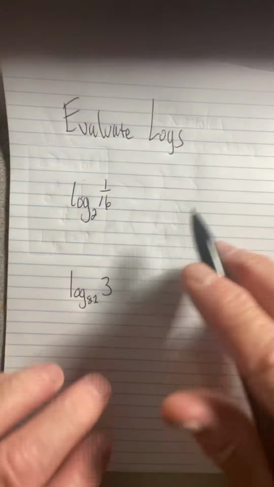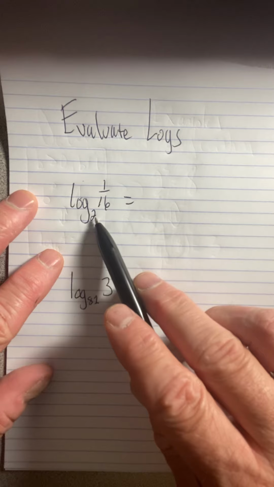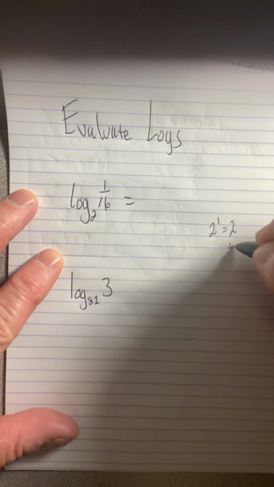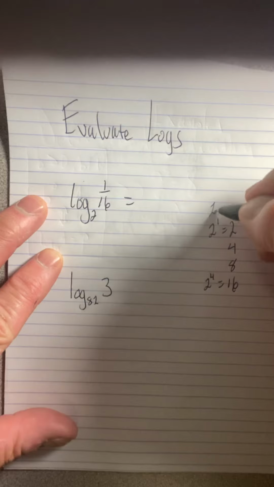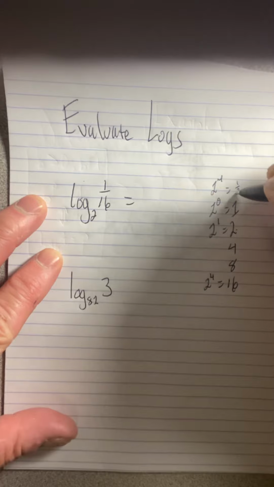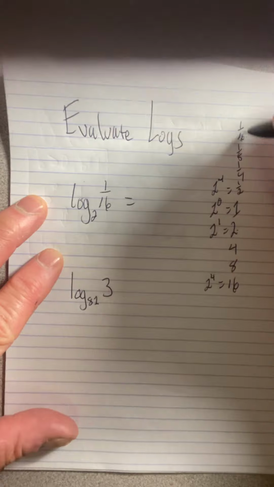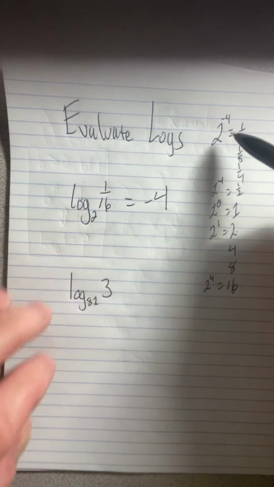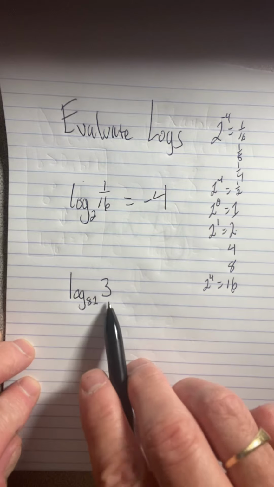Let's evaluate some logs. So what does this equal? Well, we're looking for the exponent we put on 2 to get 1/16. Let's think about the powers of 2. 2 to the 1 is 2, and then there's 4, and then 8, and then 16. So this is the fourth power of 2. Well, going back the other way, 2 to the 0 is 1. So 2 to the negative 1 is the flip of this, 1/2, and then we get 1/4, and then 1/8. And so 1/16 is coming from 2 to the negative 4. So this must be negative 4, because 2 to the negative 4 is 1/16, then log base 2 of 1/16 is negative 4.